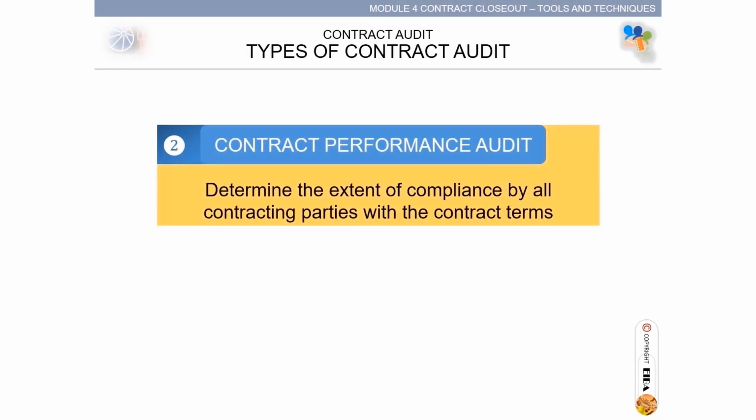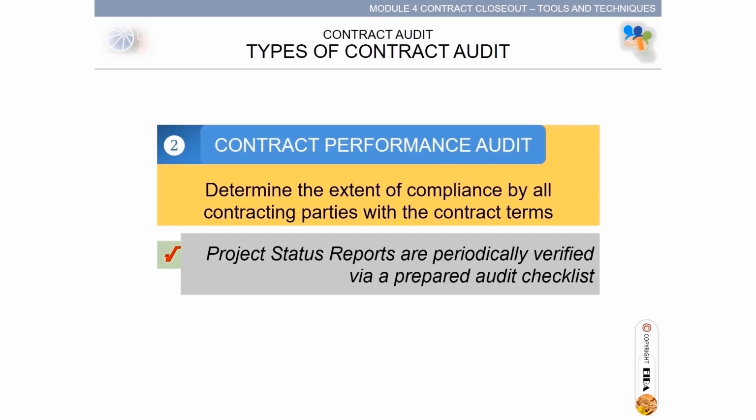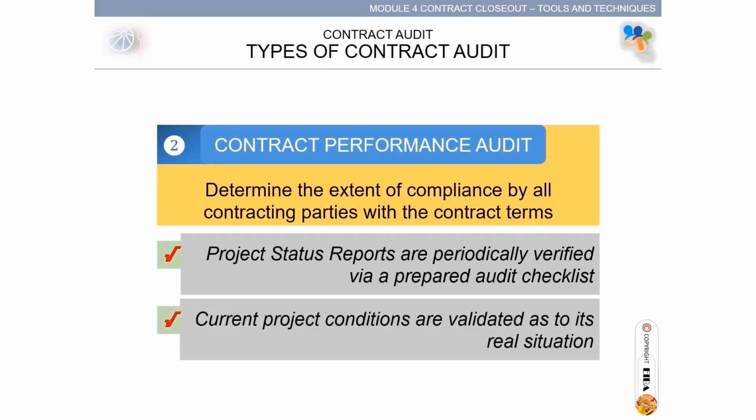Determine the extent of compliance by all contracting parties with the contract terms. Project status reports are periodically verified via a prepared audit checklist. Current project conditions are validated as to its real situation.